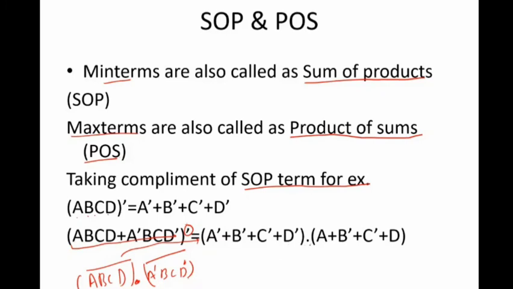Now this whole complement will be divided into A bar plus B bar plus C bar plus D bar, dot as it is. Now the next term will be equal to A double complement plus B complement plus C complement plus D double complement. So this term will be equal to A plus B bar plus C bar plus D. So now this is known as product of sums. That is known as POS form.